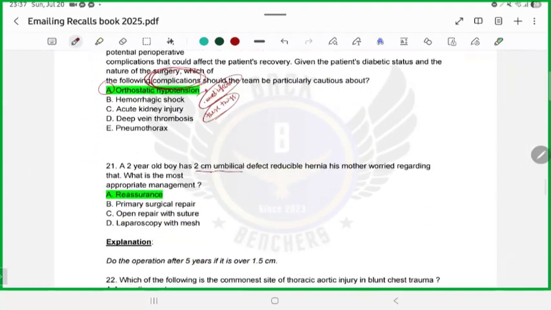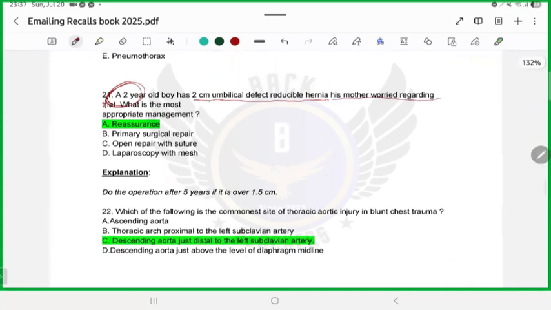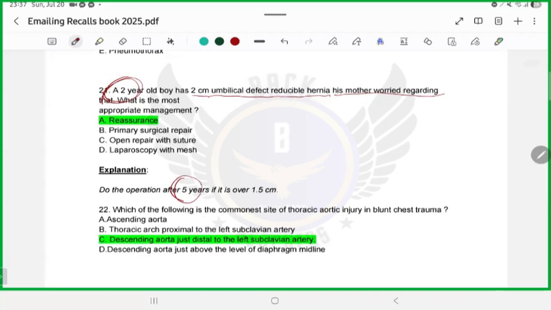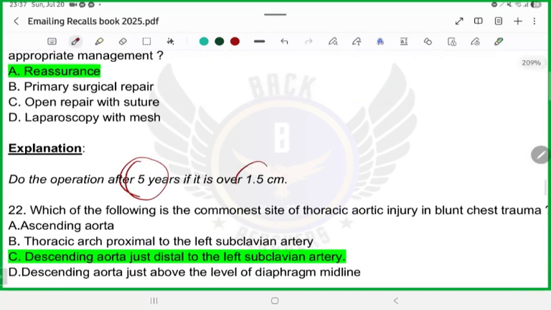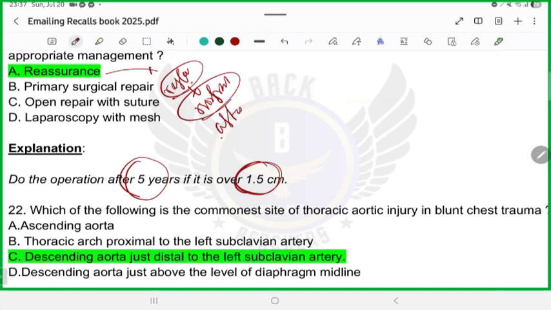A 2-year-old boy has a 2 centimeter umbilical defect, reducible hernia. Mother is worried. Remember, a 2-year-old boy with umbilical hernia, don't worry about that at all. Watch for 5 years. Up to 5 years, a person can have umbilical hernia, and it will regress and be normal after some years. If it's over 5 years and it still persists and it's larger than 1.5 centimeters, then do the operation.